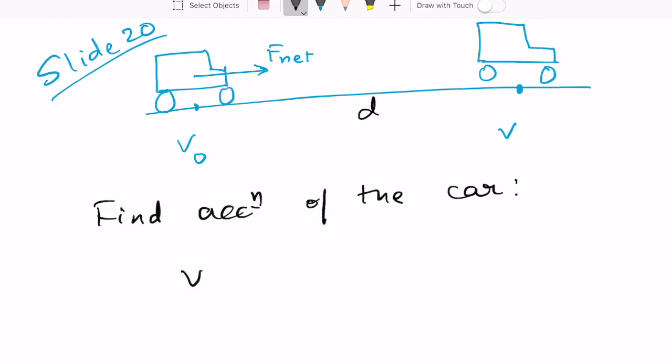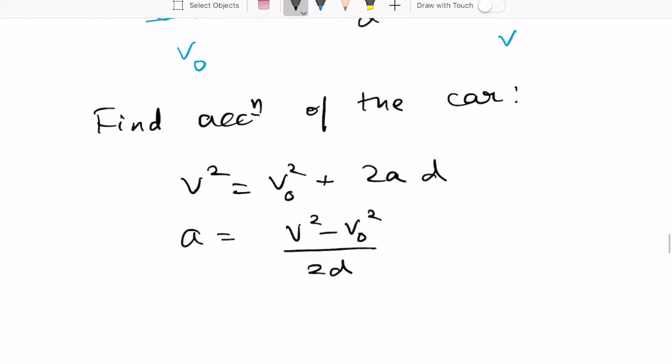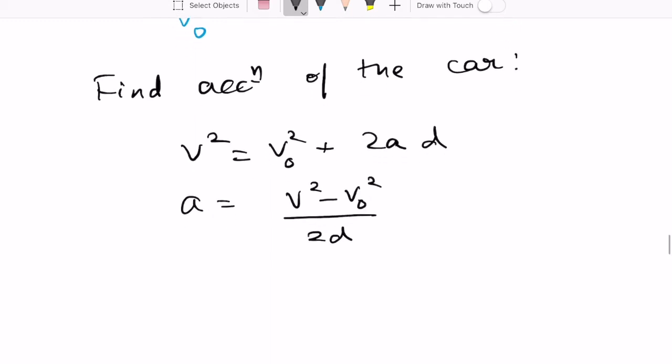So v final square is equal to v initial square plus 2a times the distance covered by the car. So this is just the third kinematic equation. And so from here you can just solve for a. A would be v square minus v0 square divided by 2d. All right. Next thing we can calculate is the net force on the car.